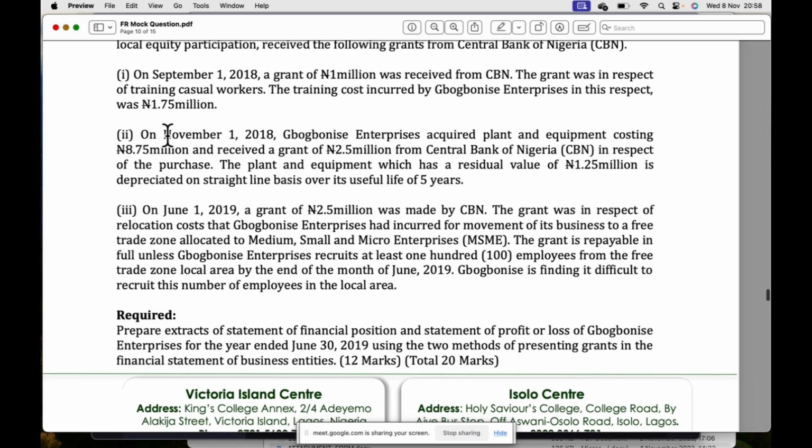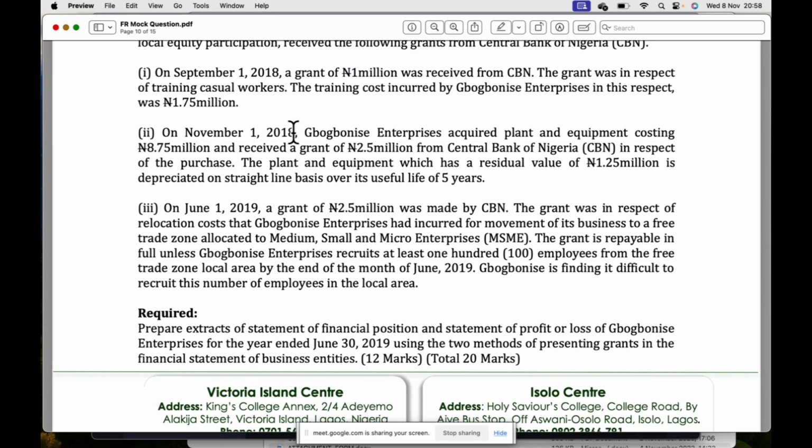This one says that on November 1st, 2018, this is also during the year, Gbogbo Enterprises acquired plant and equipment costing 8.75 million and received a grant of 2.5 million from CBN. Okay, he acquired a plant and he received a grant in respect of the purchase. The plant and equipment has a residual value of 1.25 million and is depreciated on a straight line basis over a useful life of 5 years.